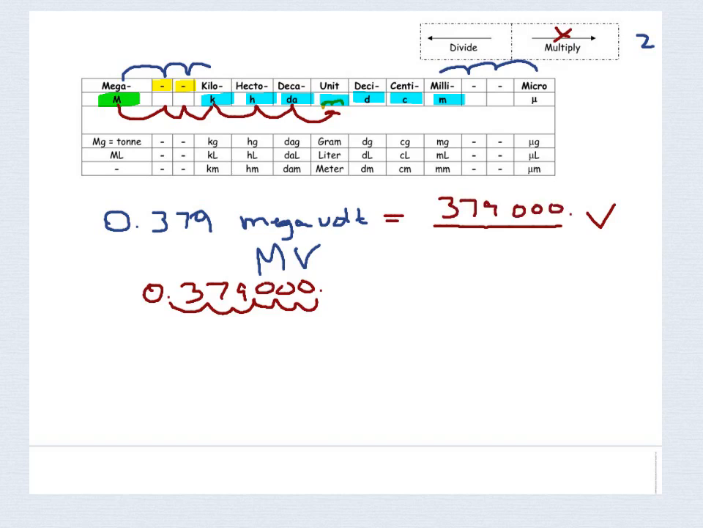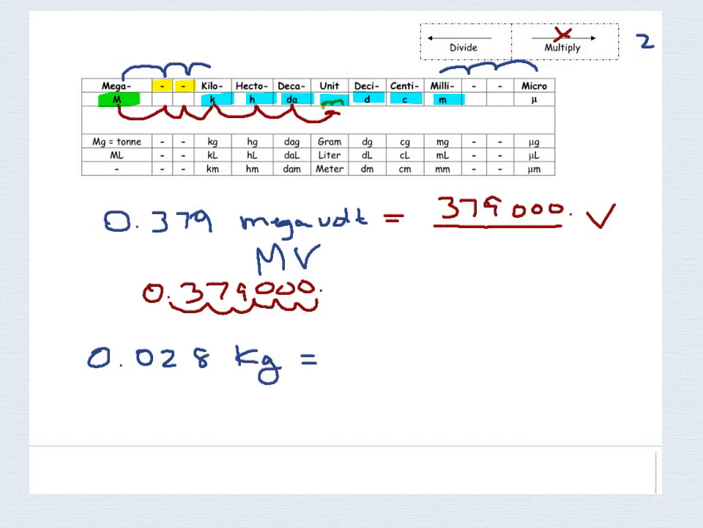And that is the new voltage, changed from a megavolt to a regular, plain, simple volt, the unit. Let's do a conversion that requires a conversion in the mass with grams. Say you had a really small mass, 0.028 kilograms. Prefix K says kilo, G is the unit of grams.